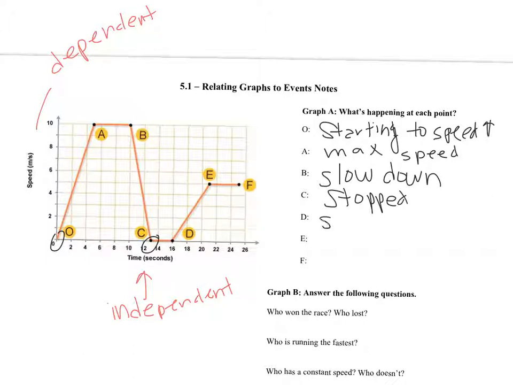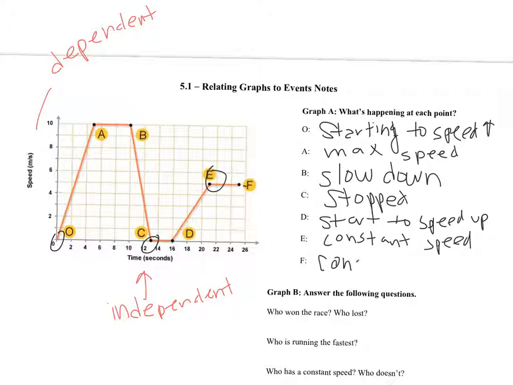At D, we start to speed up. At point E, we keep our constant speed. And point F, we can't tell after F, but we keep constant speed.